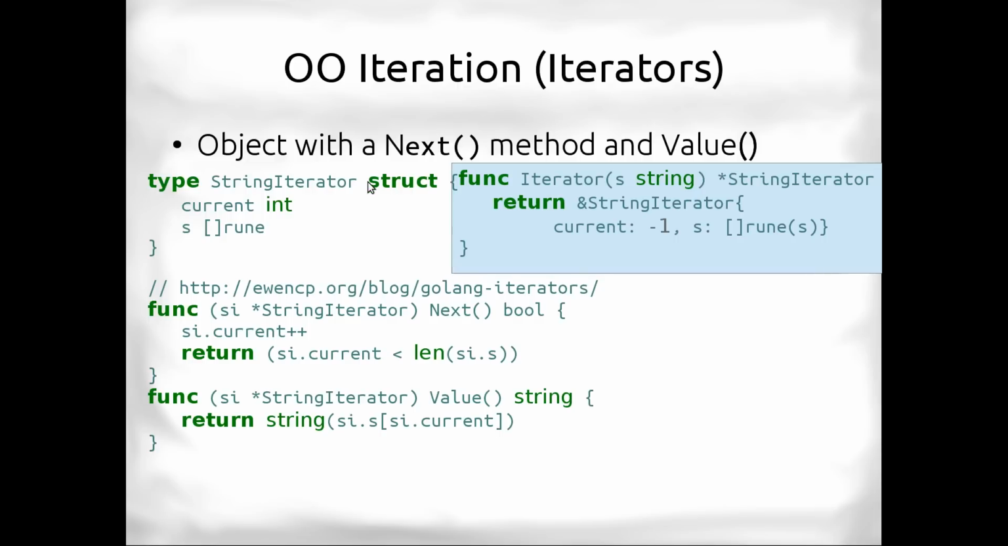So here we've got a string iterator. It's a type struct, a string iterator. We have a current location, and we have a set of runes. So we convert a string to runes, and then we can iterate over it. So here I've defined a way to make this. So we go func new iterator, and you give it a string, and it returns a ref to a string iterator. And that ref is -1 for current, so it doesn't start anywhere. And then we convert the string to runes.